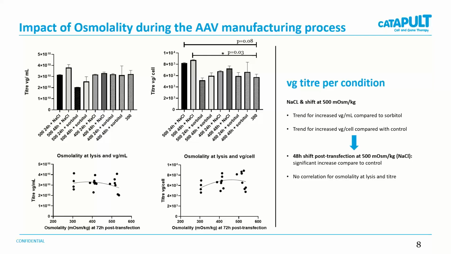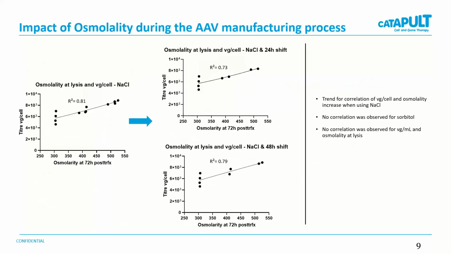This compared to our control condition. So one more thing, what you can see at the bottom of this slide is we tried to see if there was a trend with osmolarity at lysis compared to the titer. We didn't see any trend between the titer we got and osmolarity at lysis and the specific titer. But if we only look at sodium chloride, we can see a trend for an increase in specific titer compared to the osmolarity at lysis.